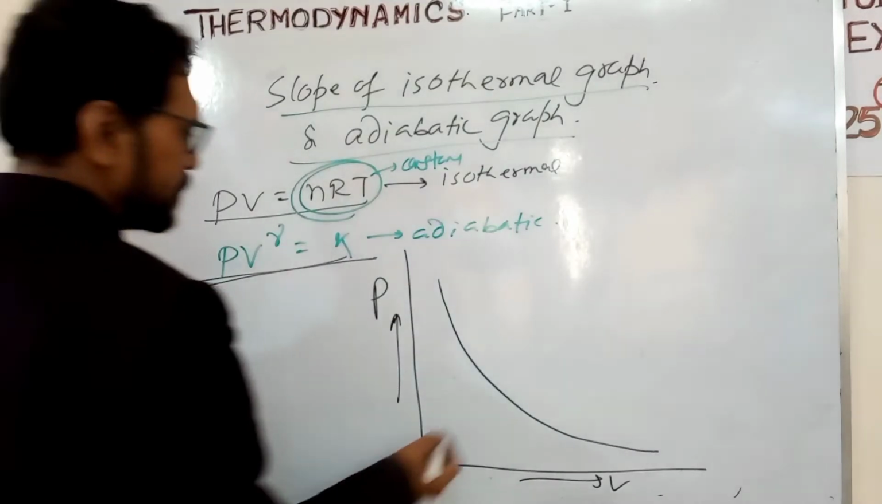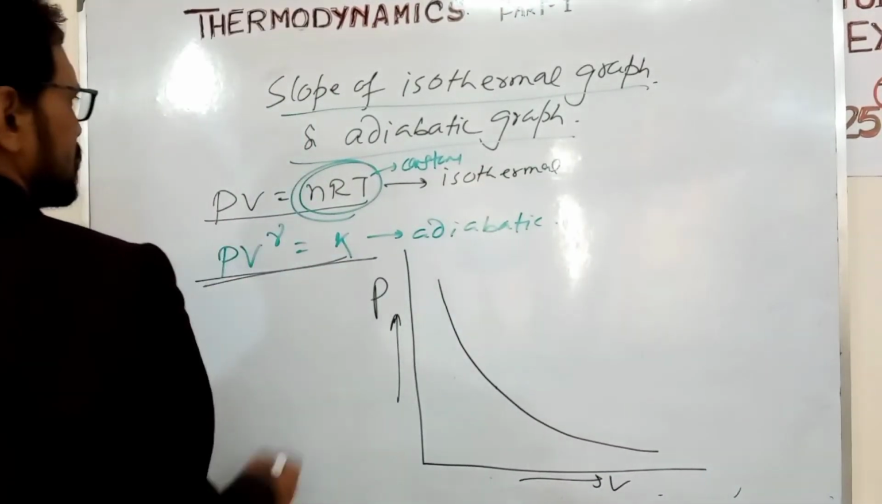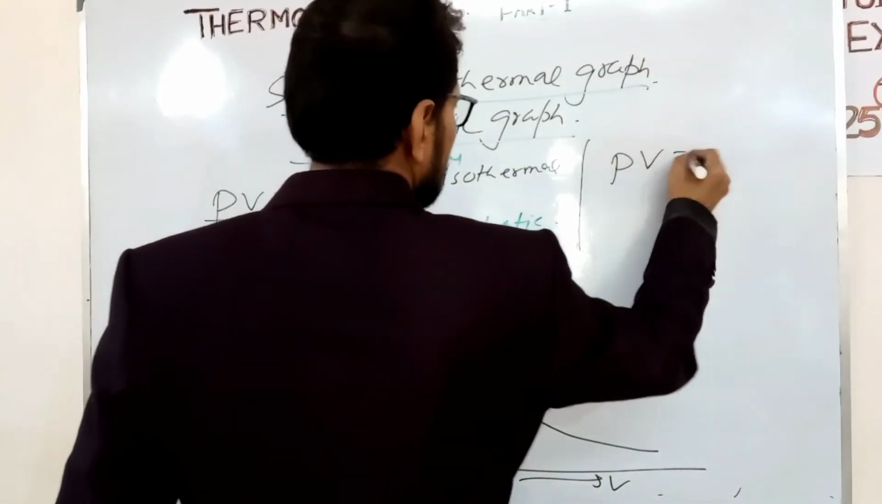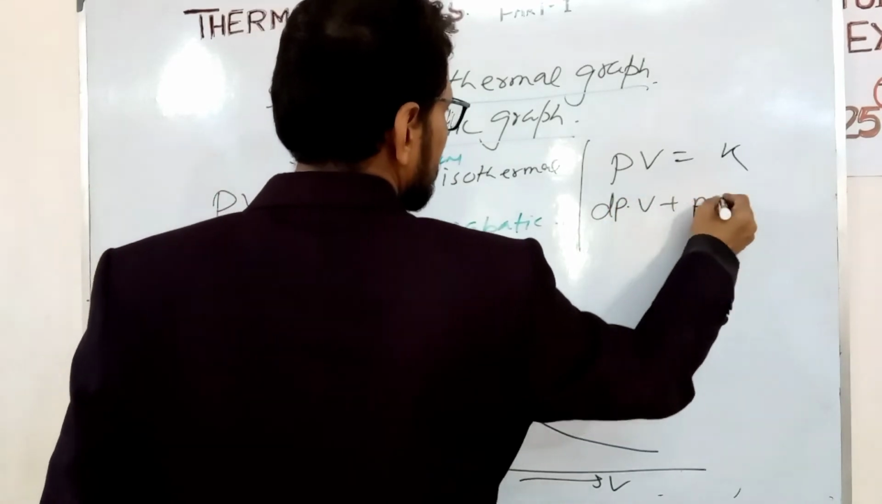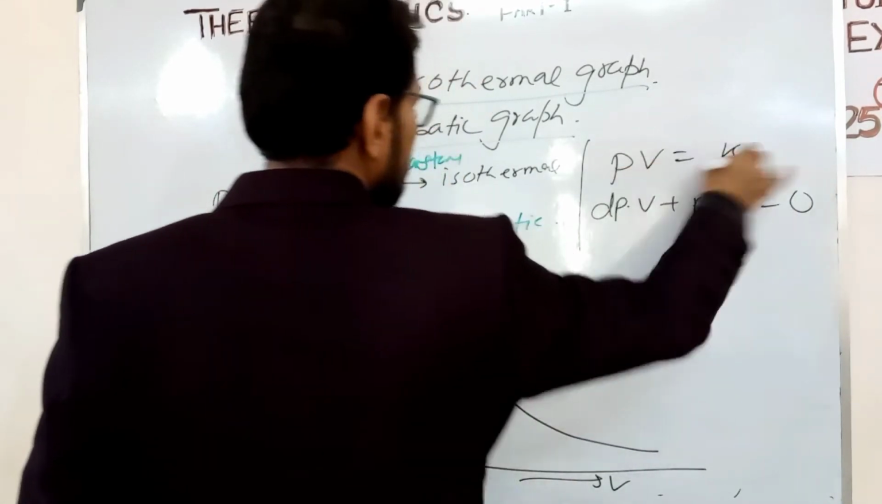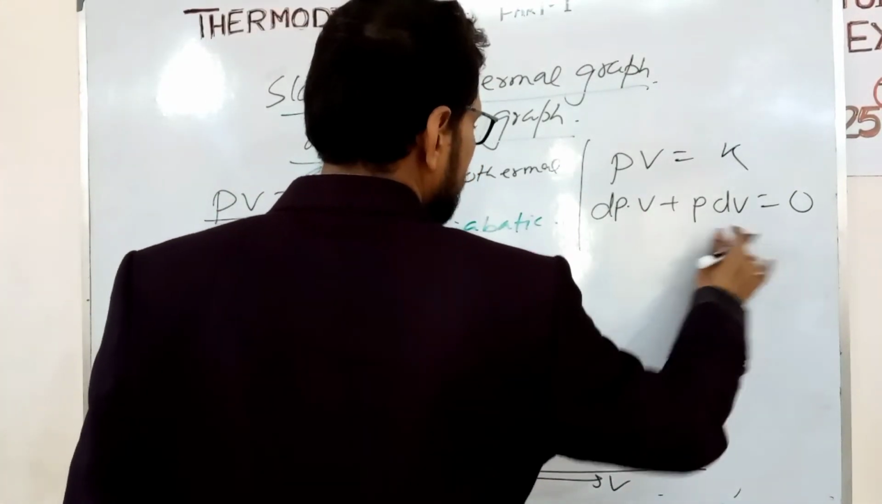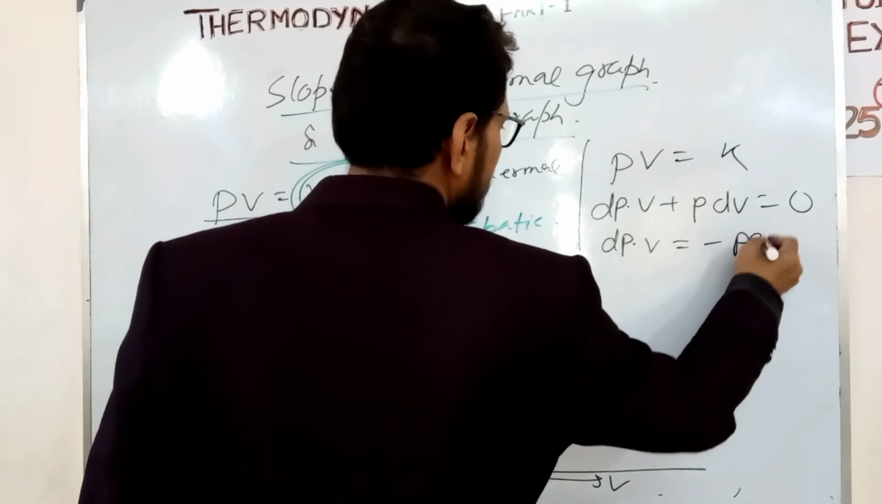Now if we calculate the slope dP/dV, so PV = constant. If we differentiate both sides, we get dP·V + P·dV = 0. So dP·V = -P·dV.